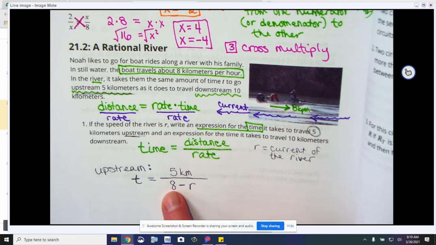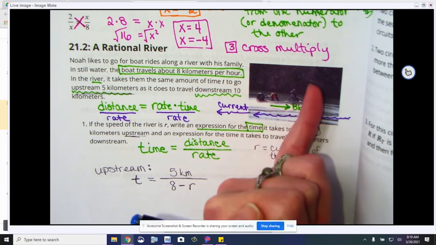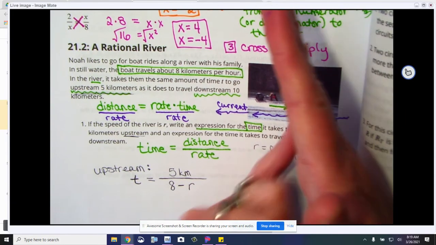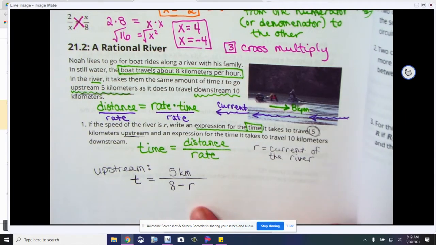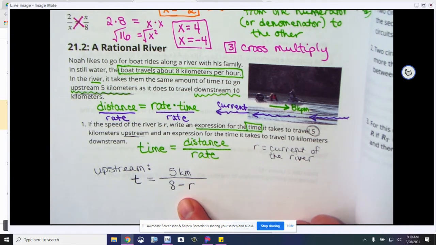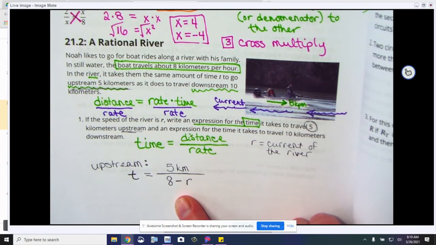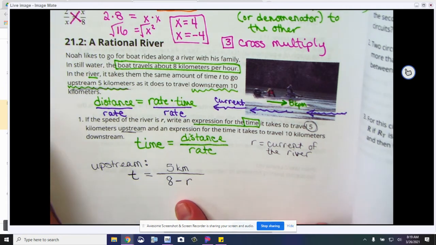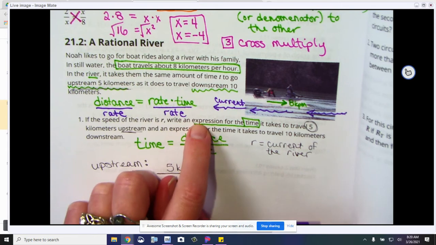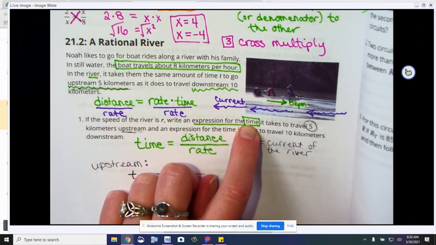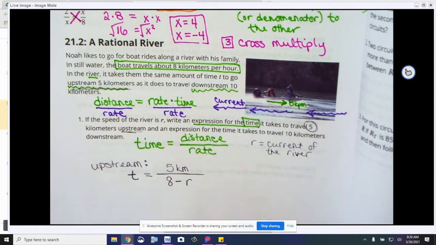So it makes sense for us to use subtraction there because the boat is trying to push this direction, the current is pushing against them and slowing them down, so we're going to have a slower rate than 8 kilometers per hour. So we have accomplished our mission. We wrote an expression for the time it takes to travel 5 kilometers upstream. We need to do the same thing for downstream.